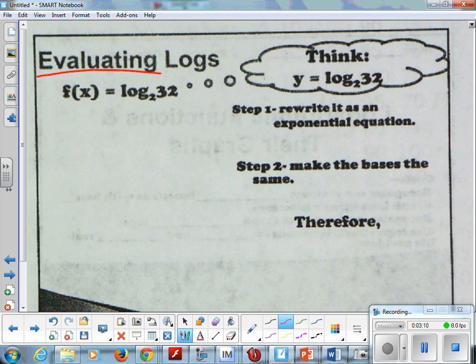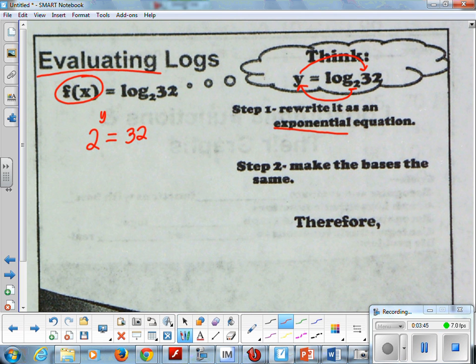So the first thing you're going to do is rewrite the log function with the y. Instead of f of x, you're going to just write y. So y equals log base 2 of 32. We need to rewrite it as an exponential function. What's the base? 2. So 2 to the power of y is equal to 32.